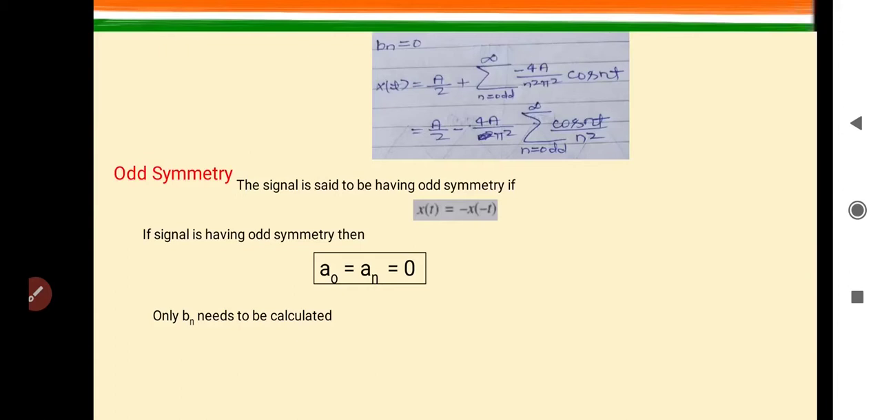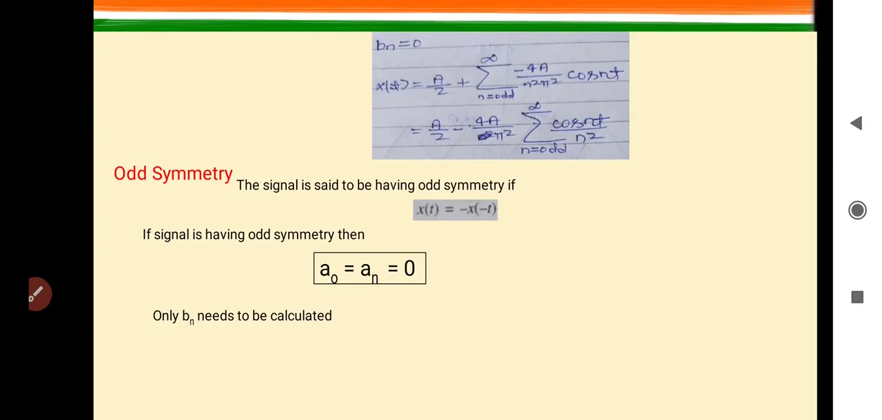In the previous few lectures, we have seen the evaluation of Fourier coefficients, and in the previous lecture we have seen how the value of bn becomes 0 if the signal has even symmetry, also called mirror symmetry. We will see the next type of symmetry in this context, which is odd symmetry.